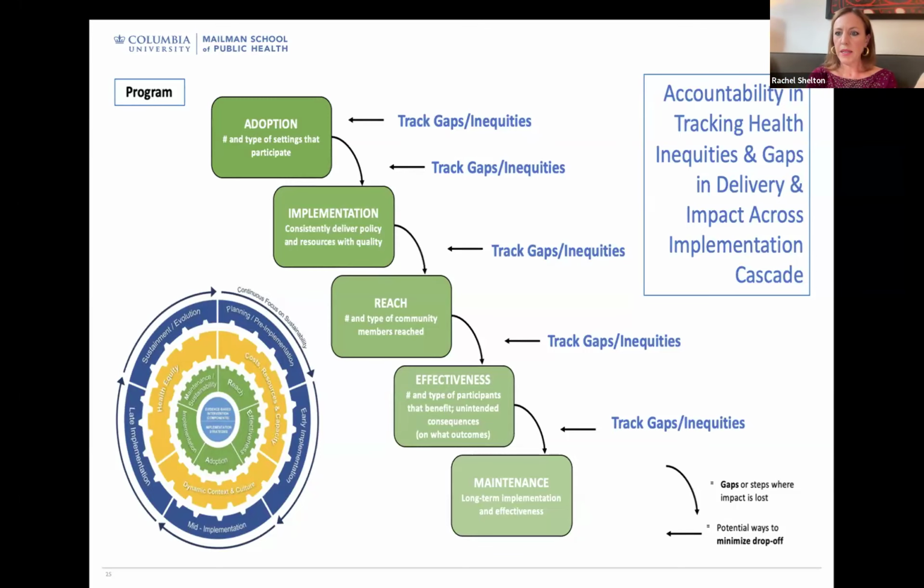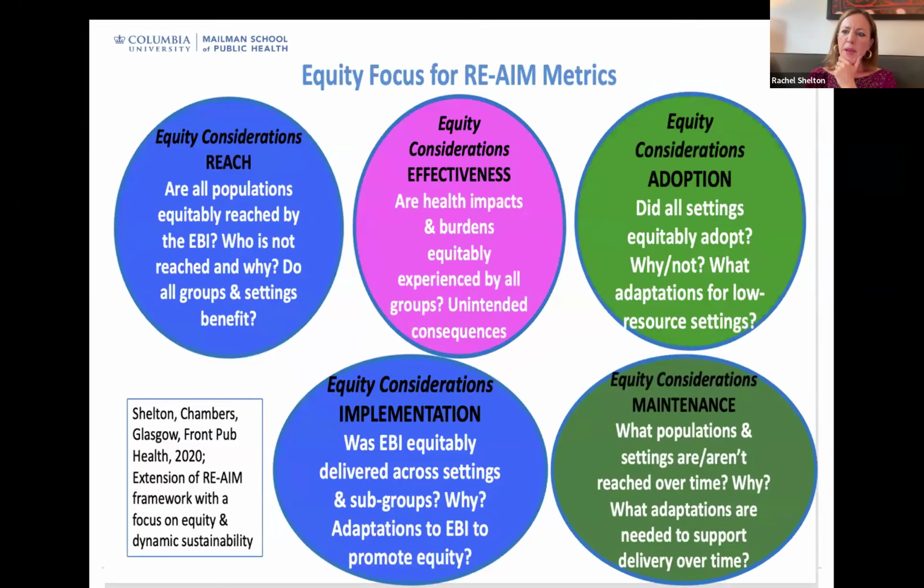It wasn't fully implemented, it didn't reach the right population, or it wasn't maintained. So we've also done some work on taking the original REAIM framework and having a greater focus on planning for long-term sustainability and understanding where those gaps and challenges emerge, especially related to health disparities and health inequities. So we've taken each of the REAIM dimensions and put a greater focus on identifying where the challenges to sustainability and where the inequities are exacerbated at each of these phases.